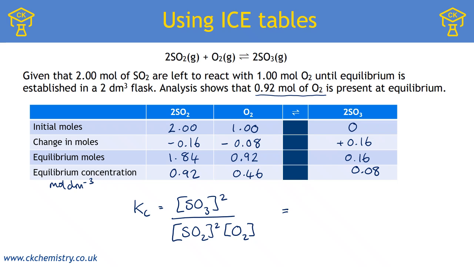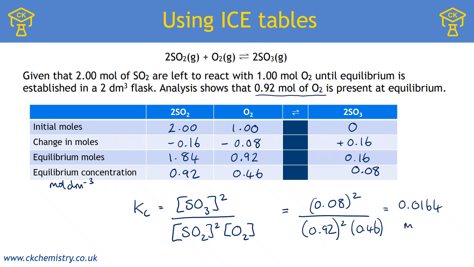So SO3 is 0.08 squared over 0.92 squared times 0.46. Small value, 0.0164. Units, 2 on the top, 3 on the bottom. 2 take away 3 is -1. Moles to the power -1 decimeter cubed.